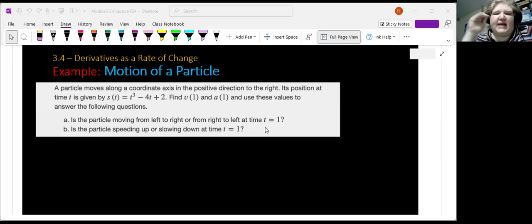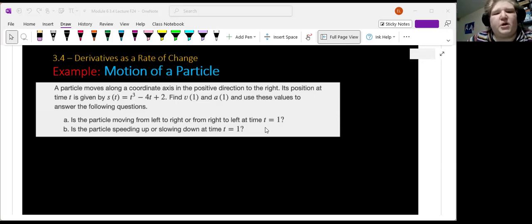Its position at time t is given by the following function, and it's cubic. So that means this particle is going to the right. At some point, it's going to stop, go back to the left for a while, and then stop and go back to the right. It could also just go to the right, slow down, stop, and then keep going to the right. But it will definitely start from the left and end on the right, and we should see a little bit of wiggle back and forth. Otherwise, it's a boring question.